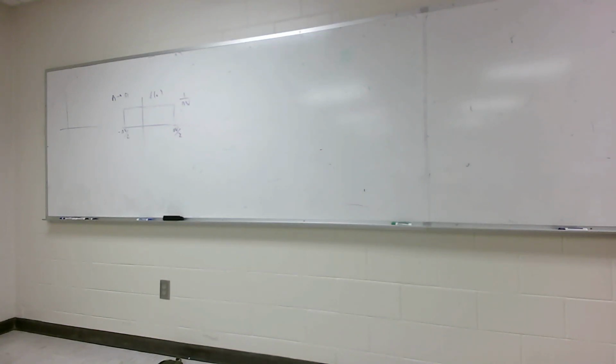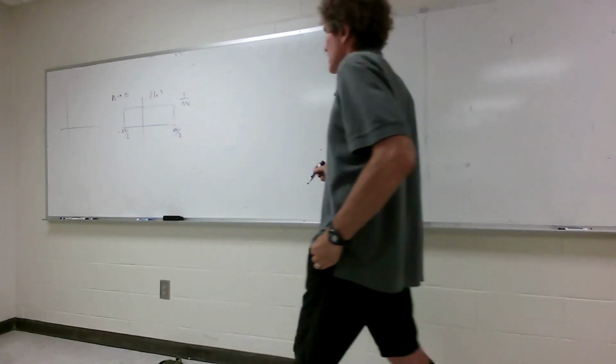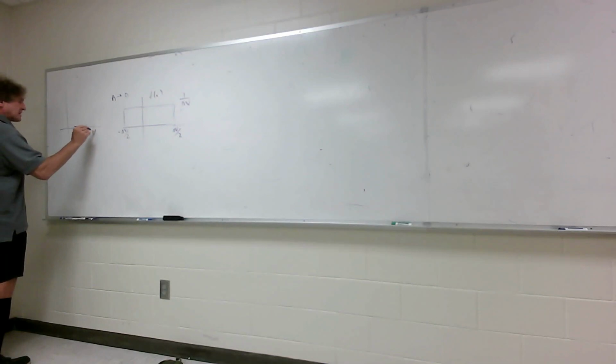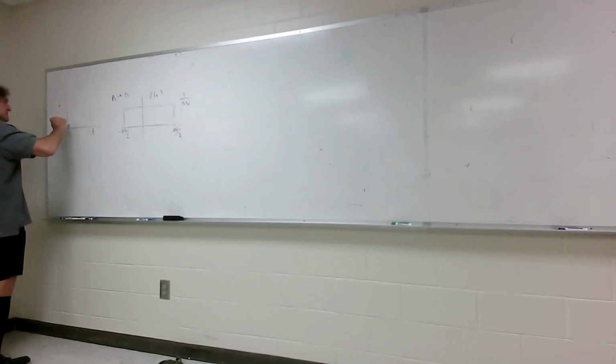Well, I'll do it this way. He's showing you a signal. If this is, say, time, and this is voltage, this is an analog signal, and then these are the allowable levels.